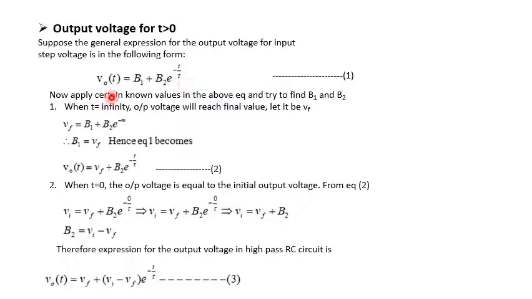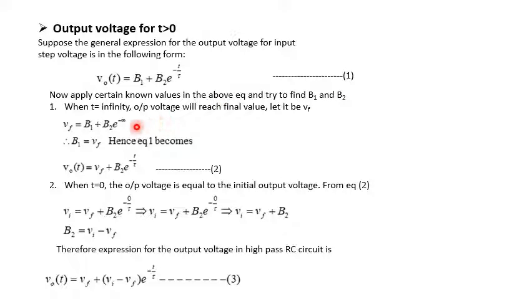Now we have to calculate the values of B1 and B2, which are constant and unknown quantities. And to find the values of B1 and B2, we have to make use of whatever information we have got about the RC circuit and the case of a step voltage applied to the input.